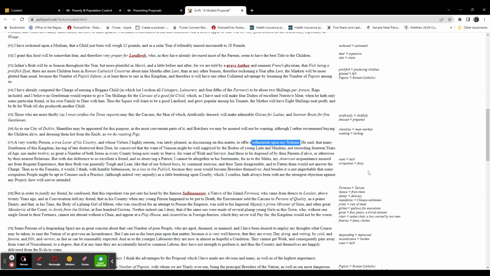He said that many gentlemen of this kingdom, having of late destroyed their deer, he conceived that the want of venison might be well supplied by the bodies of young lads and maidens.